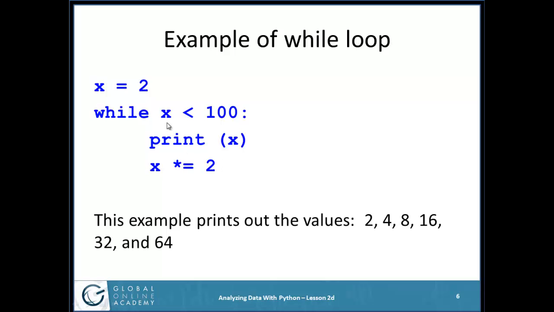X is now a 4. Still less than 100, I'll print a 4. Next time through, x is an 8, then a 16, a 32, and a 64. Eventually, I get a value that's not less than 100, and I'll exit the loop.